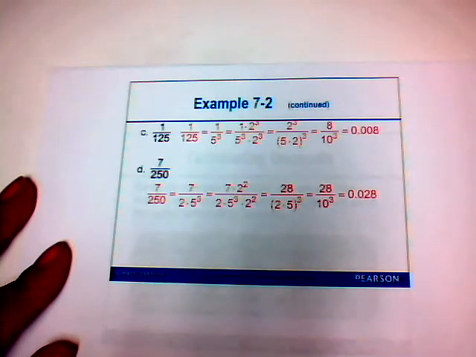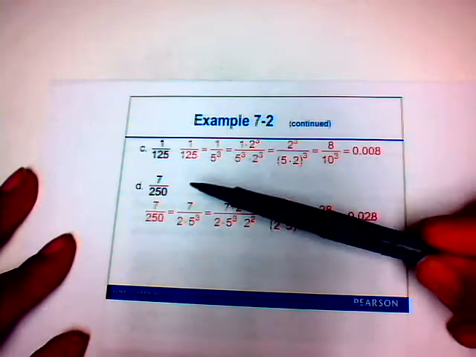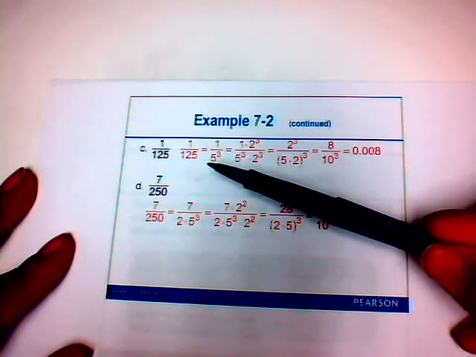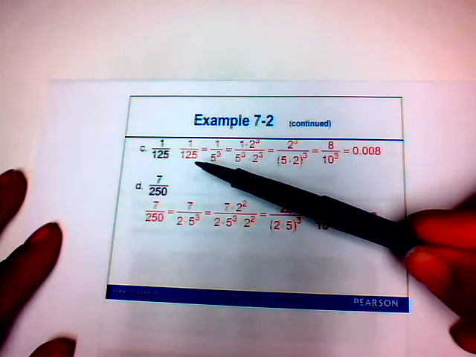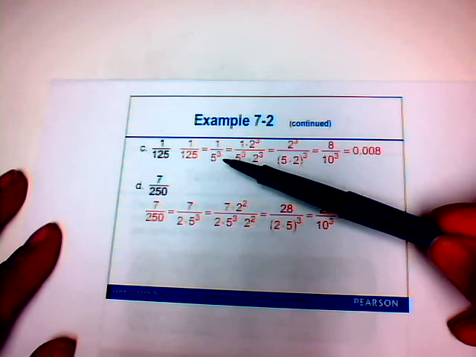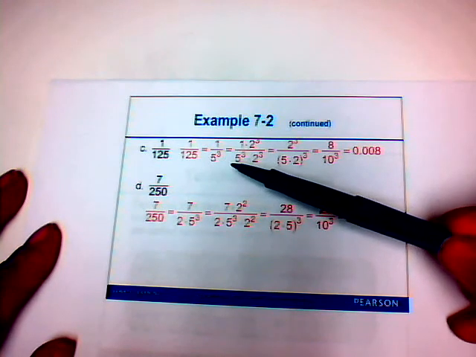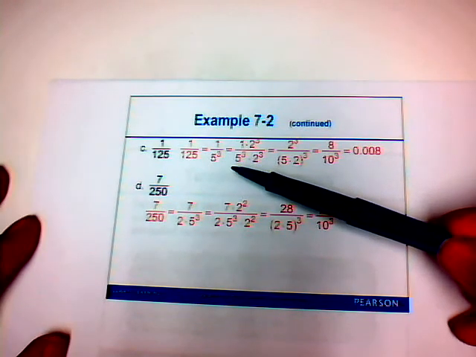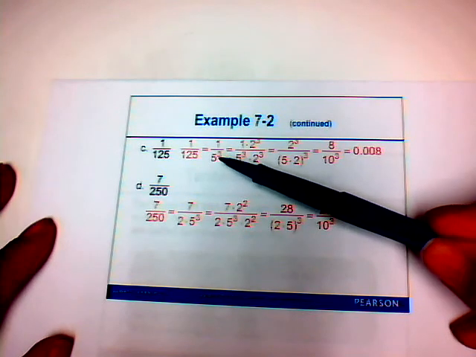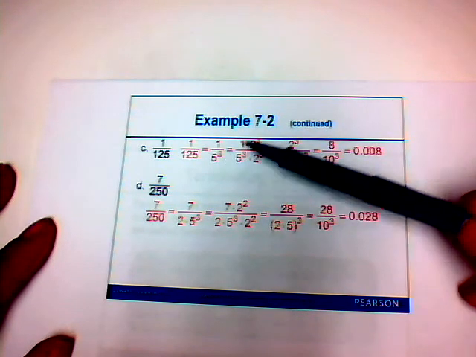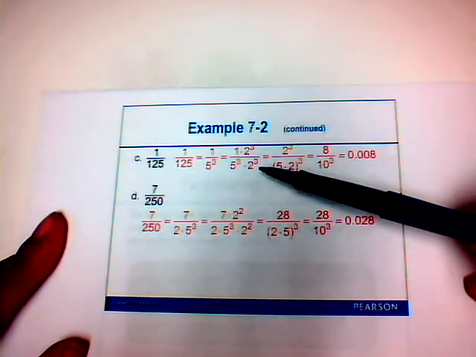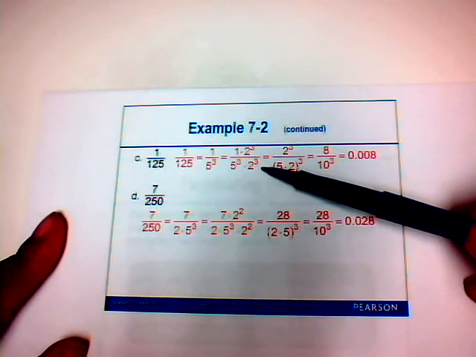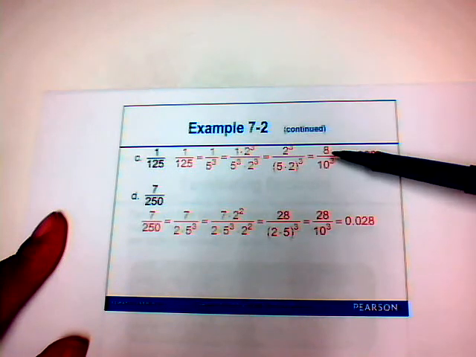Okay, another example, 1 over 125. Now to rewrite 1 over 125, that's 5 to the third power, because 5 times 5 times 5 would give me 125. But I want a power of 10 in the denominator. Well, I know 5 times 2 will be 10, but if I want this to be 10 to the third, I need to multiply the numerator and the denominator by 2 to the third power. And 2 to the third will give me 8.